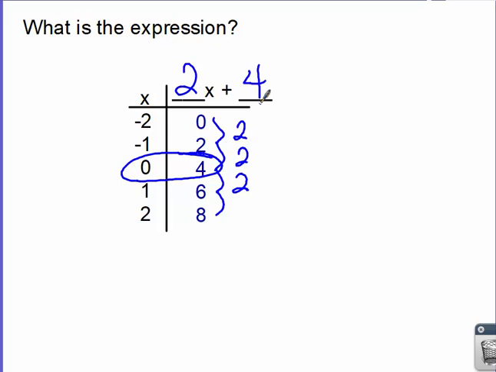If we check one just to make sure, let's check it with 2 here. 2 times 2 plus 4. Well, 2 times 2 is 4, plus 4 does give us 8. That's basically how we find our expression. In the next video, we'll look at that a little bit more in depth.